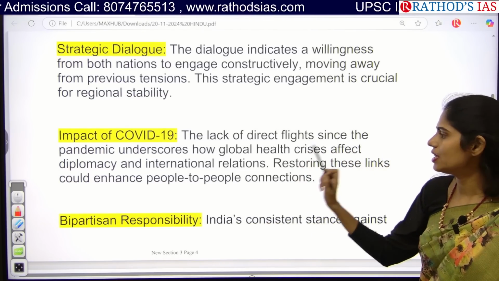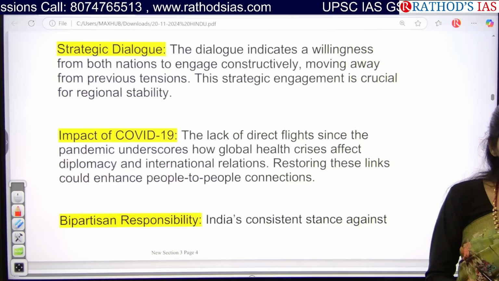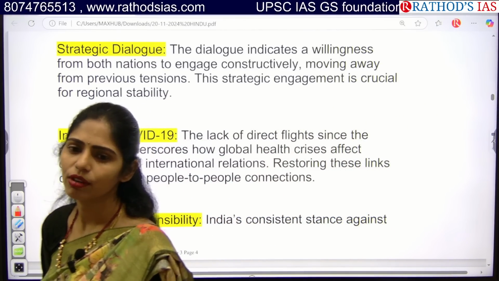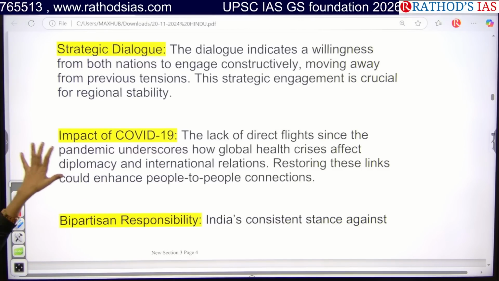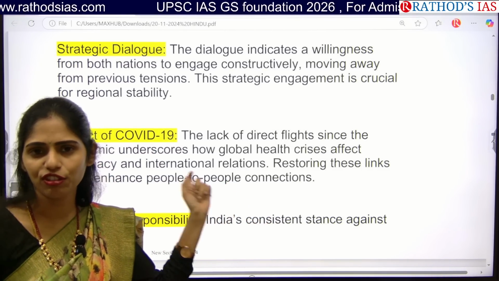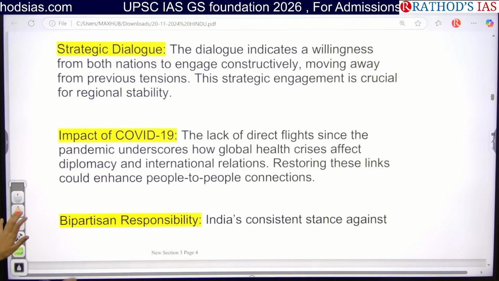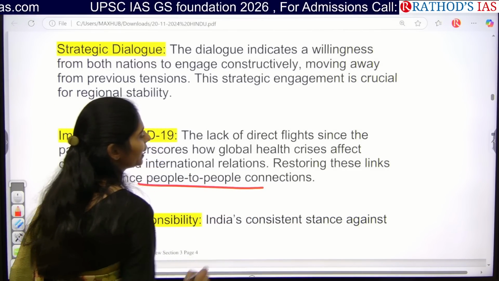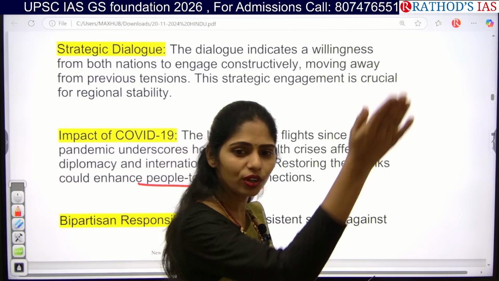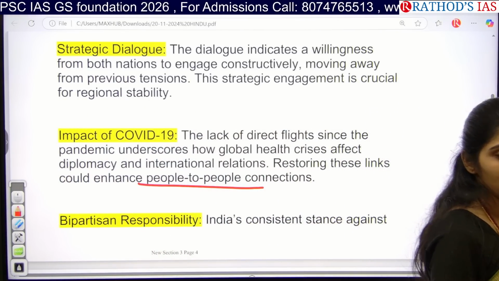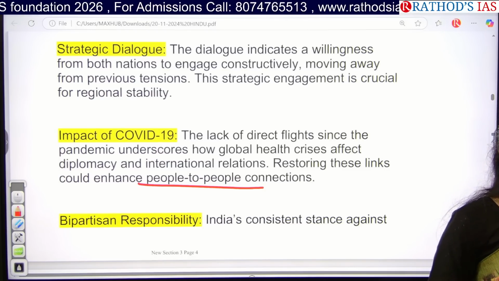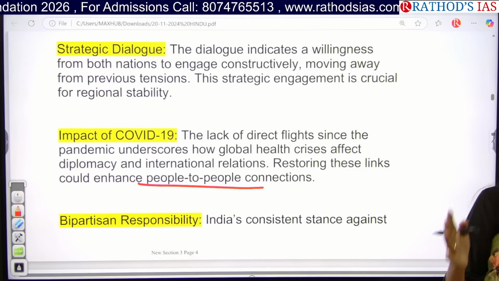So because of this, it is mainly affecting the diplomacy as well as international relations between India and China. Whenever we are restoring this kind of links between India and China, if you have direct flights, we can also enhance people to people connection. It is very important. Even for studying medicine, Indians are going to China, right? And many people are shifting to China because they need more surplus of labor.